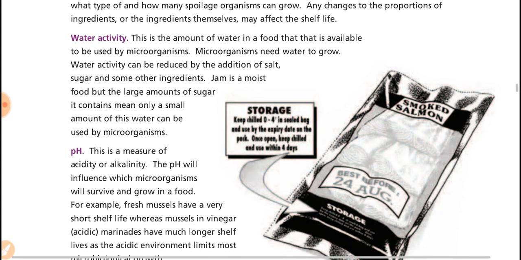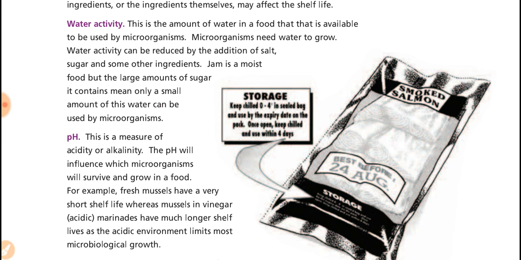That also determines. Then pH, this is a measure of acidity or alkalinity, you know this, and the pH will influence which microorganisms will survive and grow in a food. For example, fresh mussels have a very short life, whereas mussels in vinegar last longer. So different acidity and alkalinity will determine what kind of microbes will develop, and which microbe is developing is also important. If a particular microbe develops, its rate of reaction is very fast, it can grow very fast, and then the shelf life will be less. All these things are there.